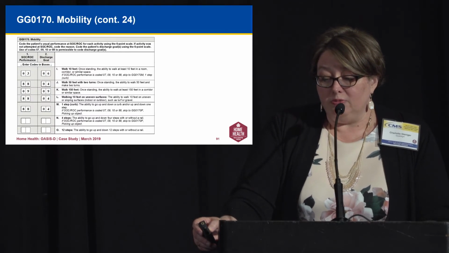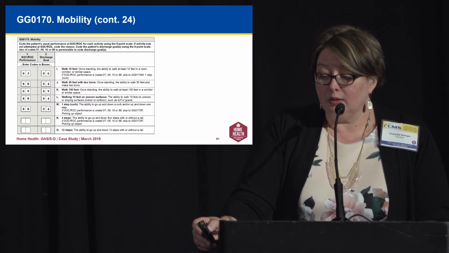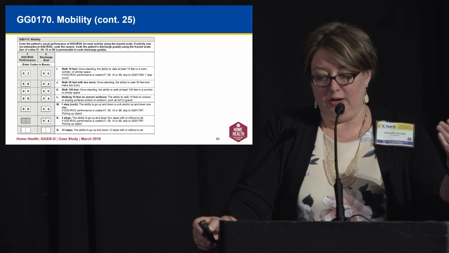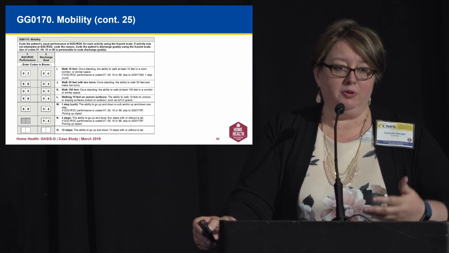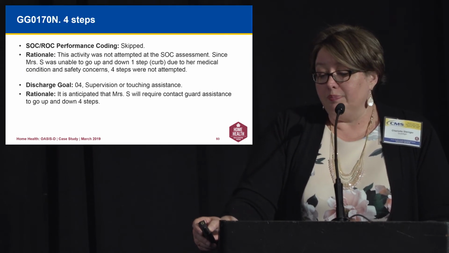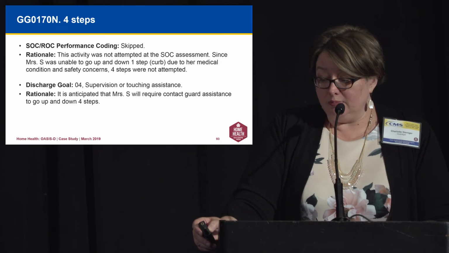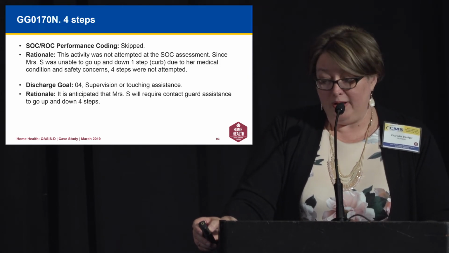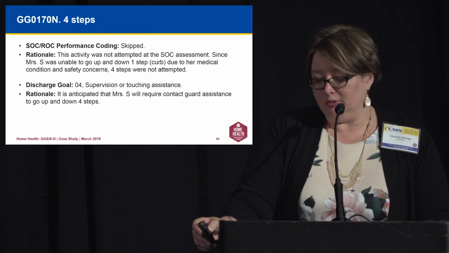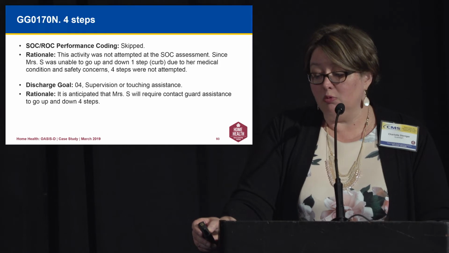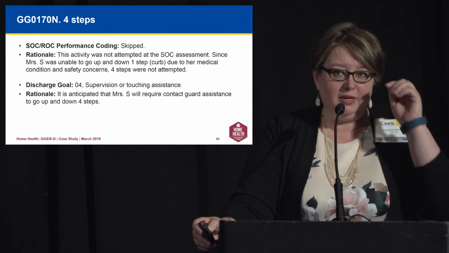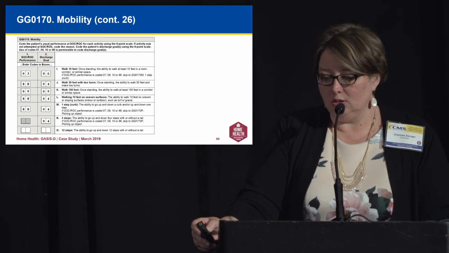So, moving on to 4 steps. Okay, so we skipped it, right? Because we had that instruction: if you code the 1 step as not performed, you wouldn't expect to perform 4 steps. But we are coding a discharge goal here. So we skipped the activity as it wasn't attempted, and since Mrs. S was unable to go up and down 1 step due to her medical condition and safety concerns, the 4 steps obviously were not attempted. But again, we do anticipate that she will require contact guard assistance to go up and down 4 steps. So we think it's something that she will be able to do at discharge.